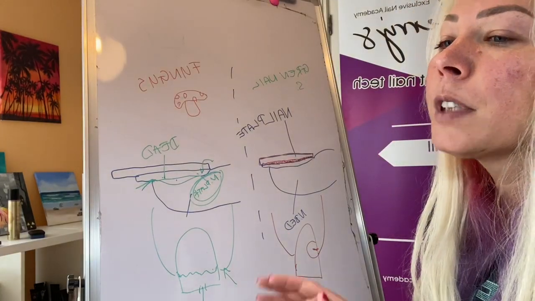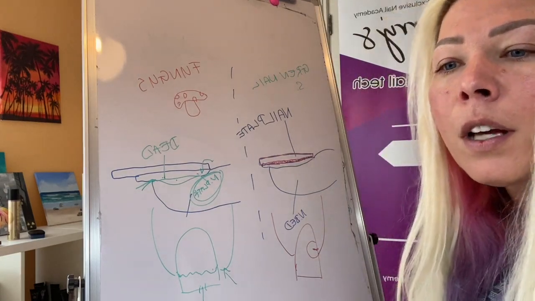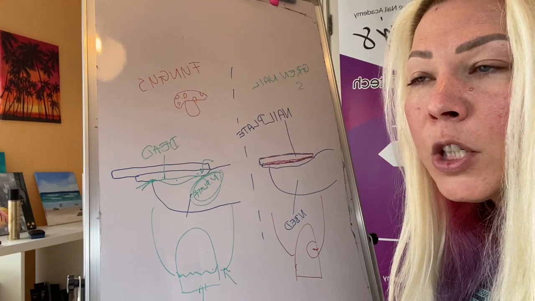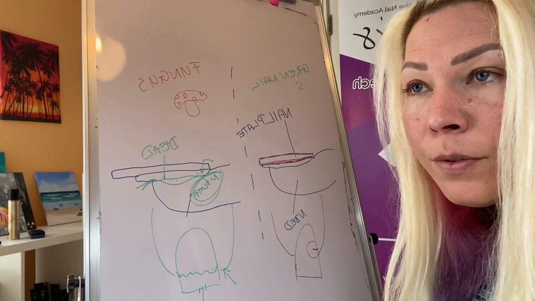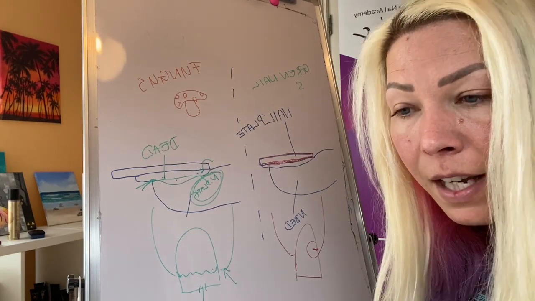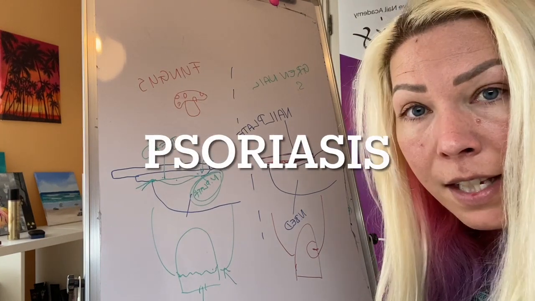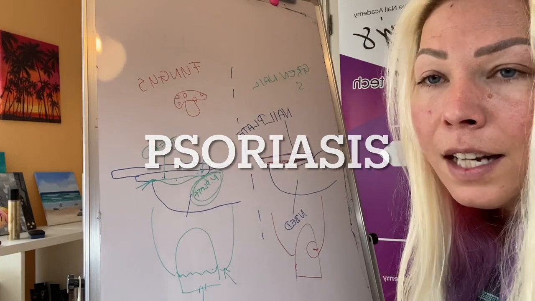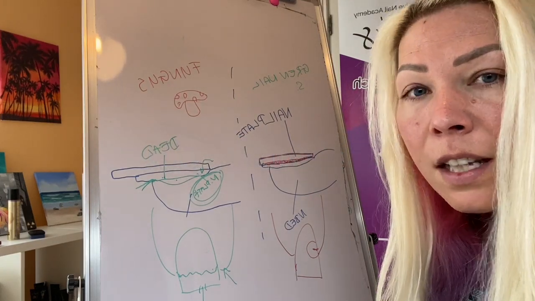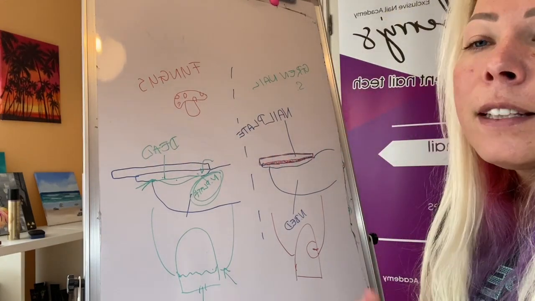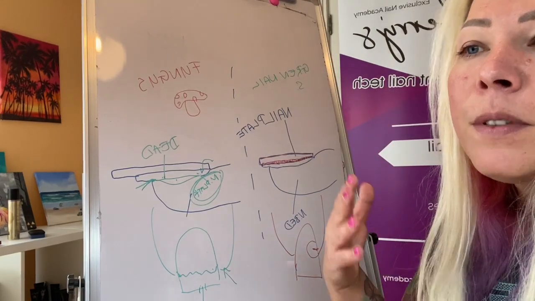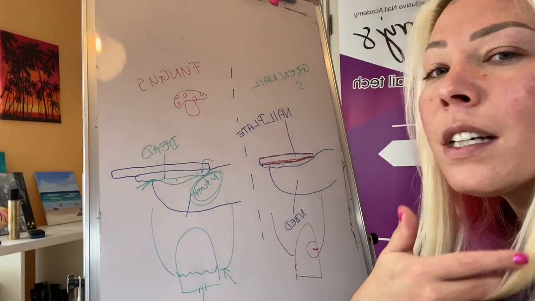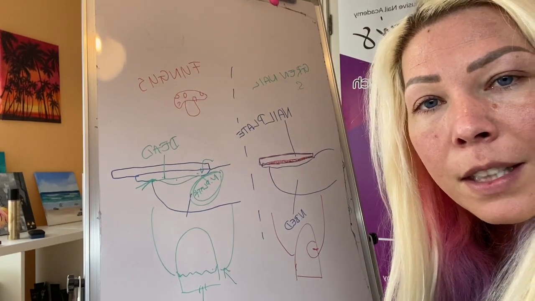But I really don't want to make this video really long, but there's another thing we have to know, that there is a condition that looks really similar to fungal infection, but it's not fungal infection. It's psoriasis on the nails. Yes, it can happen on the skin, it can happen on the nails, but it's not that common. So in the next video, I'm going to explain the difference between the fungal infection and psoriasis on the nails, because they look really similar, but you have to treat them totally differently.